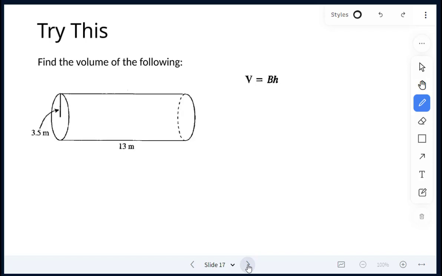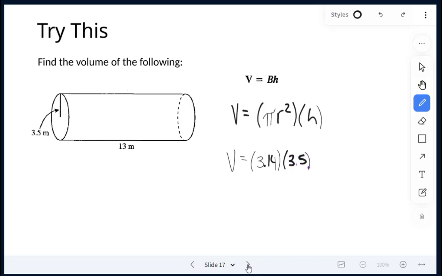Okay, last one, we can do this one together. So it's still a cylinder, it's just laying on the side, but the base is still a circle. So pi r squared, and then multiplied by height. All right, so pi, we're just going to use 3.14. Our radius is 3.5, and that's squared. That means 3.5 times 3.5. And then our height of this is 13.